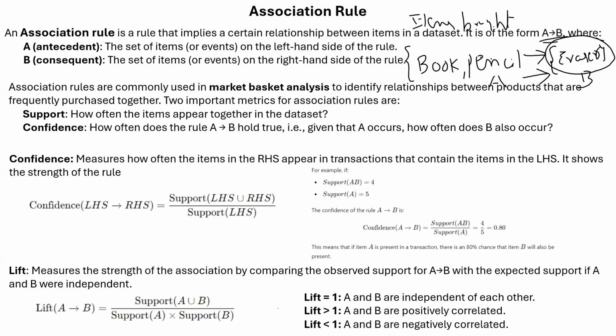If someone is buying books and pencil, he will also buy eraser, or the probability of that particular customer buying eraser is also high. Or in basket analysis, if the basket contains book and pencil, there is high probability that the basket will also contain eraser. Okay, that is what an association rule is.